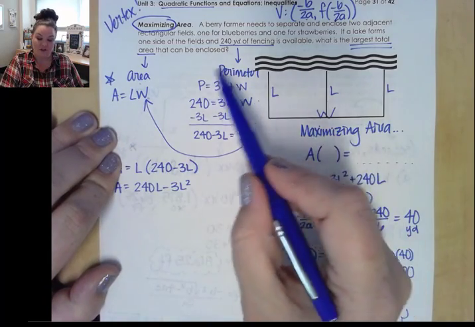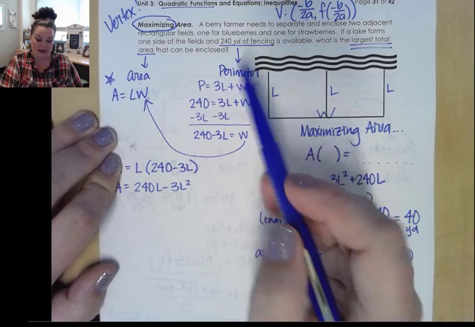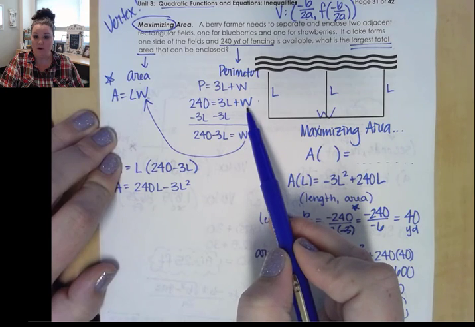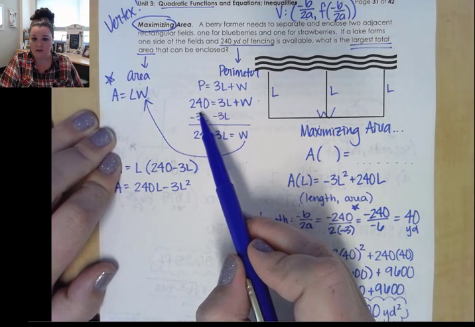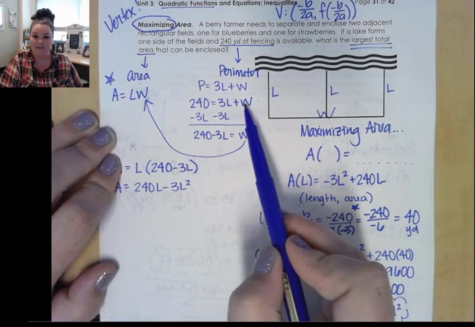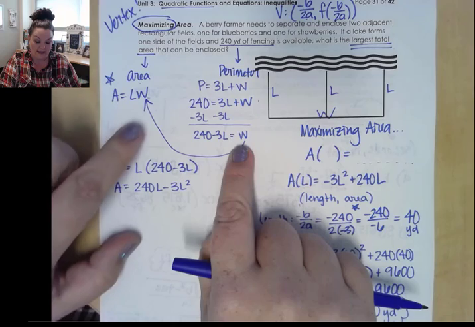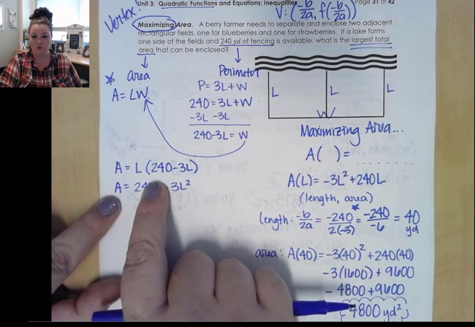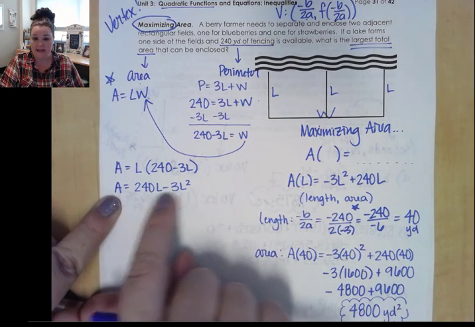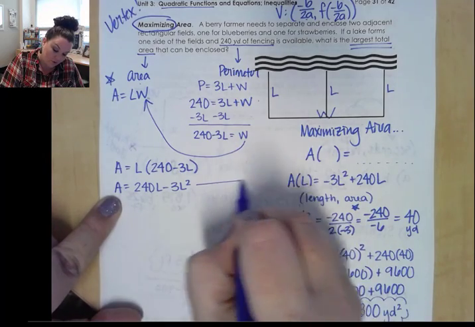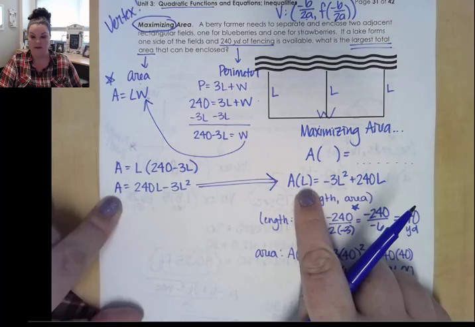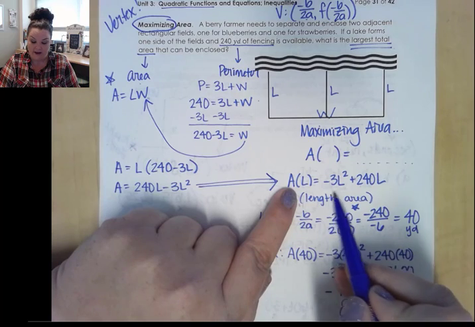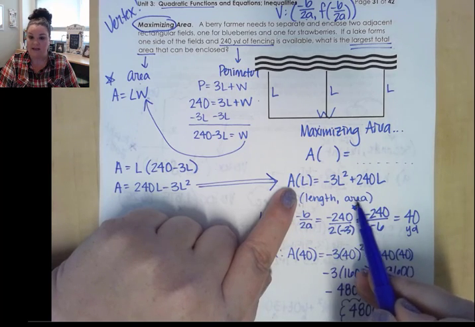We also had this additional relationship that we had 240 yards of fencing, which means that my 3 lengths and my 1 width has to total 240. So this was a relationship that was very easy to solve for W. And that way we could replace the W and be able to write our area with only L's. Once we can write our area with only L's, then we can create a function of area given any length. So given any length that we plug in, we have this function that represents the area given that length.